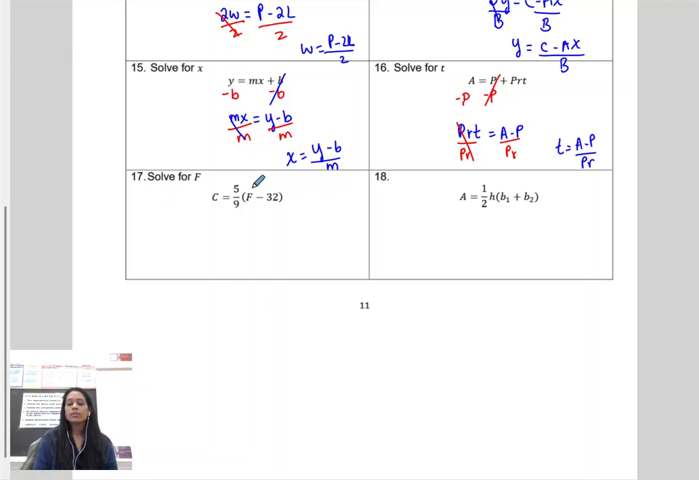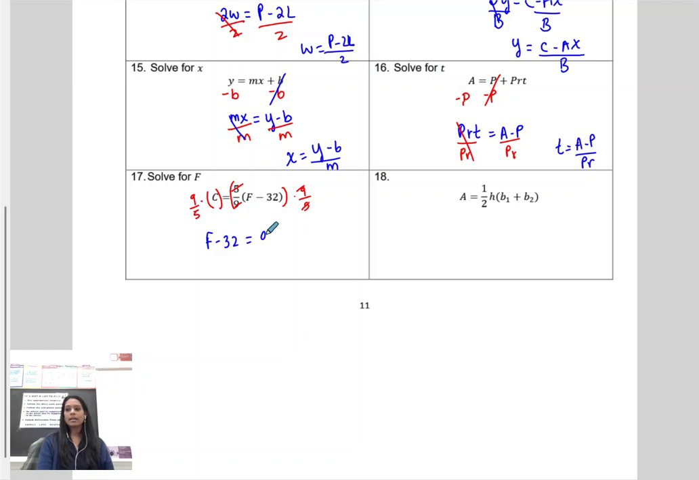All right, so this one, again, I have a fraction out here that I need to get rid of first. So I'm going to go ahead and multiply both sides by the reciprocal so I can get rid of that. So you're going to do 9 over 5 on both sides. Okay, that gets rid of all of that fraction part. So all I have left here is f minus 32 equals 9 over 5 times c.